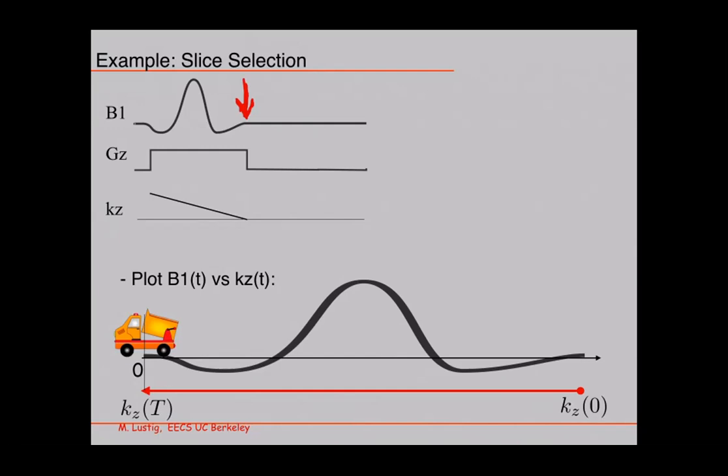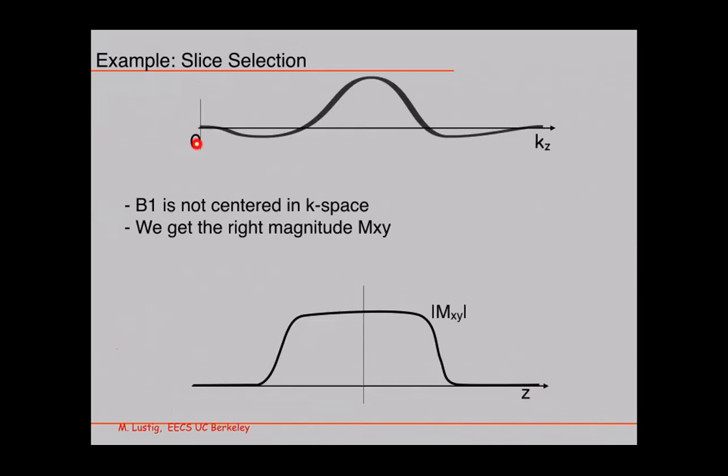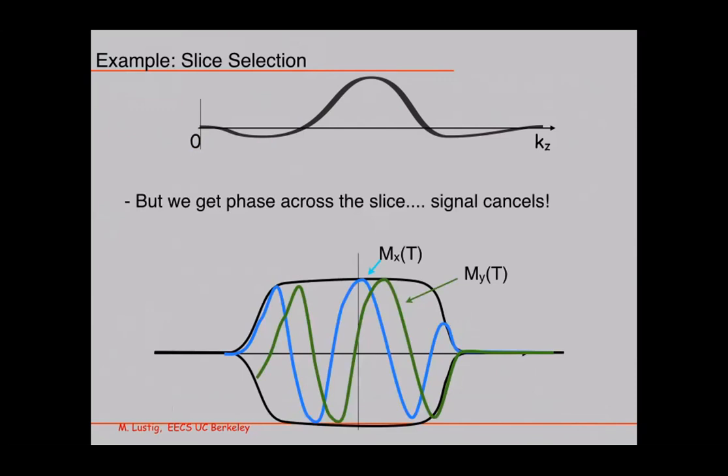Okay, so yes, B1 is not centered around k-space. So the Fourier transform in magnitude is what we desire. The magnitude of the Fourier transform of this, or the magnitude of Mxy, looks like a rect. However, if I look at the real and imaginary components, it will have a linear phase. So it will have a real and imaginary component. You're going to get modulation.